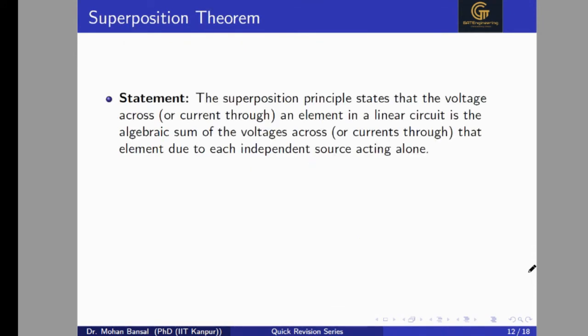Now, we will discuss the superposition theorem. The superposition theorem is applicable when we have more than one source. It is applicable for more than one number of sources.